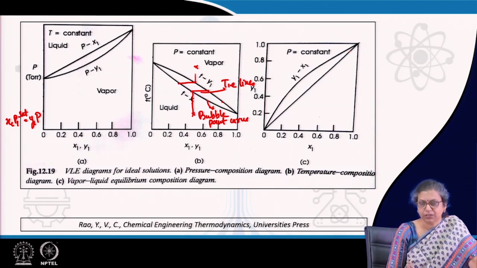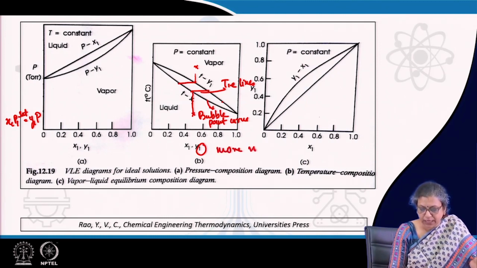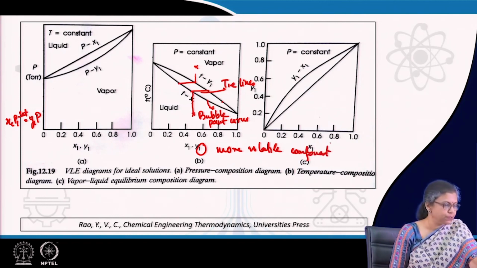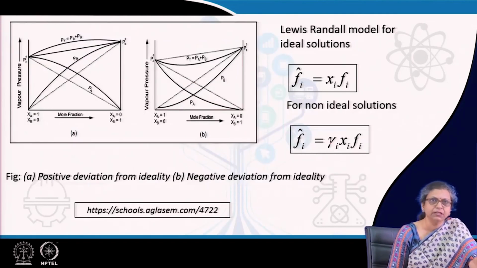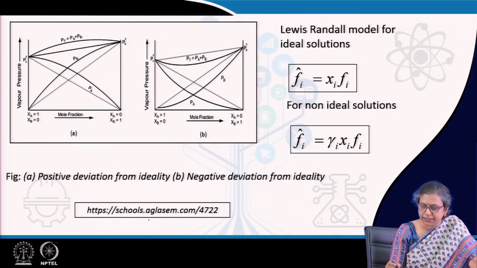I would like to remind you that for these graphs, component one refers to the more volatile component, and as a result we get the y versus x curve in this particular form. Now, suppose the solution is not an ideal solution. What we have discussed is applicable for the liquid. For the vapor phase, the solutions are always ideal.